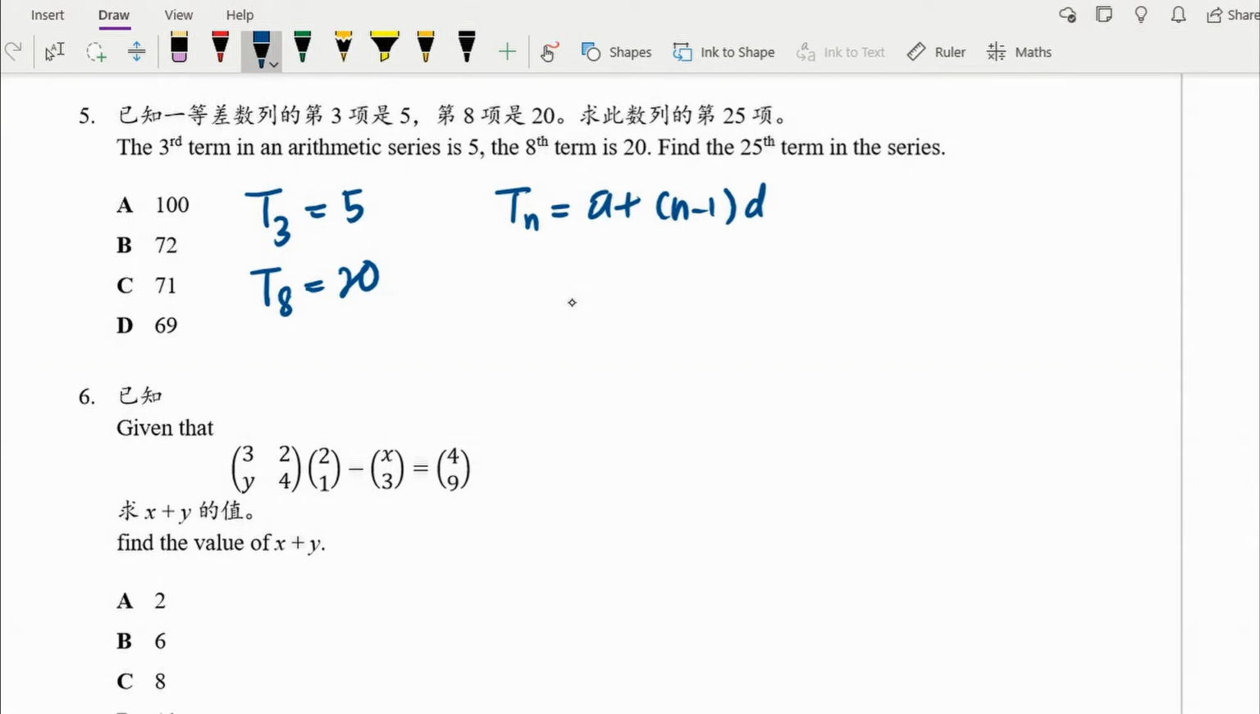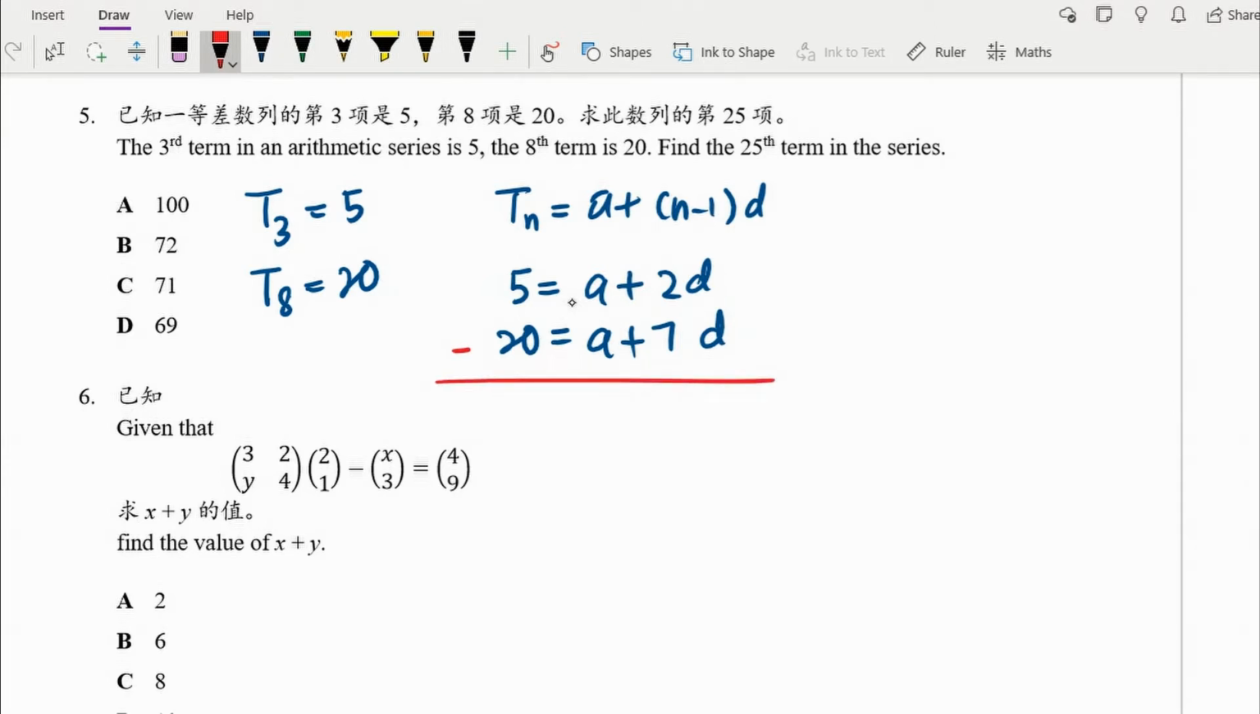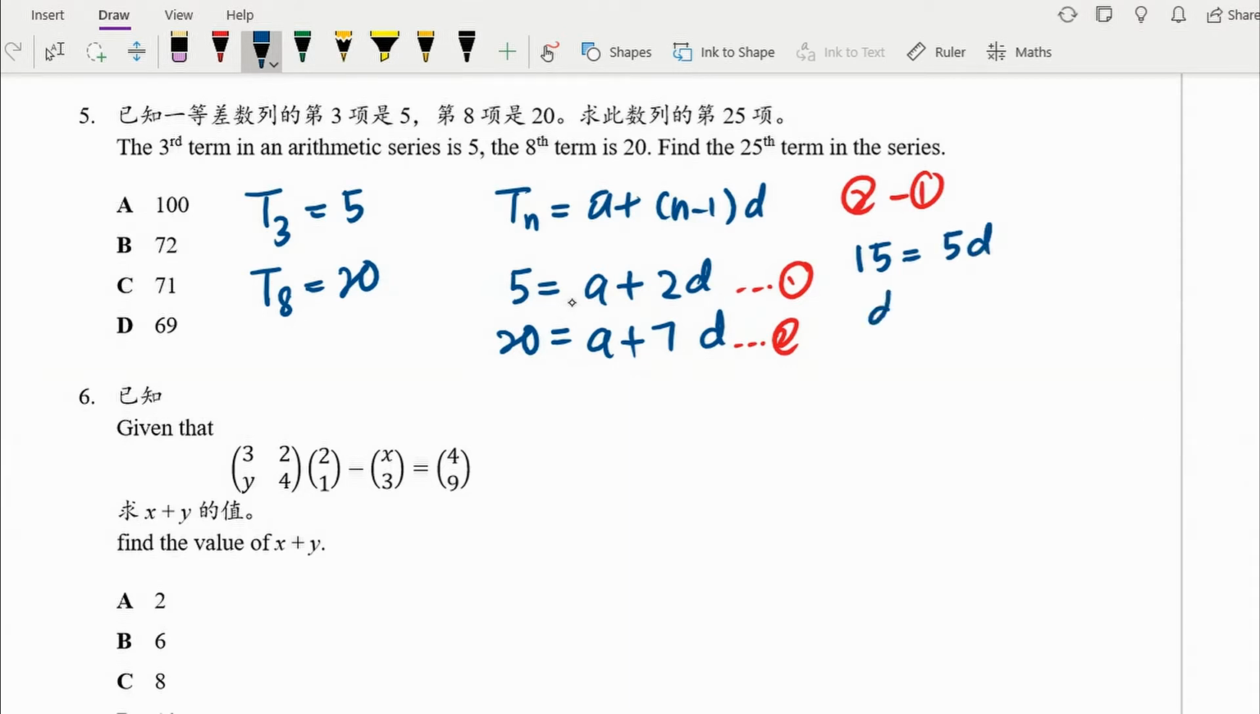So yeah, we'll try to write it down. This should be 5 equals A plus 2D and 20 equals A plus 7D. Then you just subtract. Maybe I use equation 2 minus equation 1. Okay, so 20 minus 5 is 15 equals A minus A becomes 0, 7 minus 2 is 5D. So D should be 3.